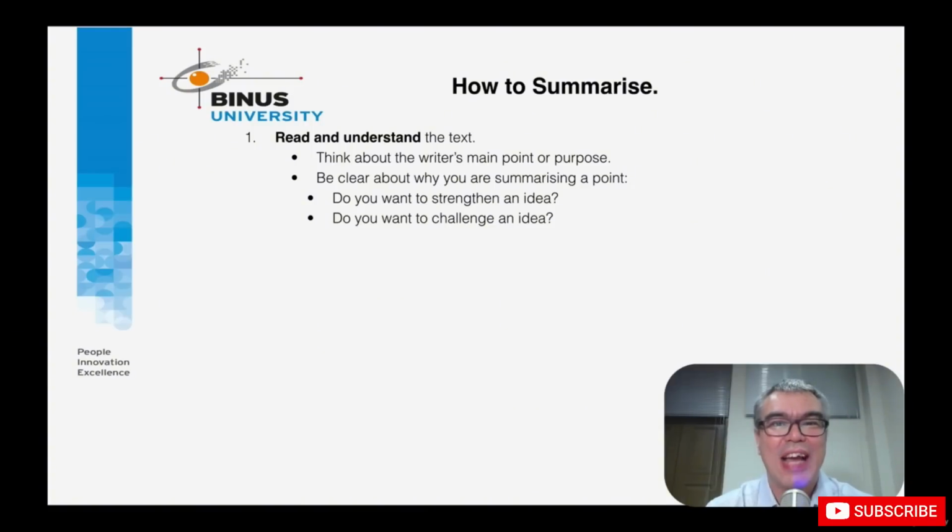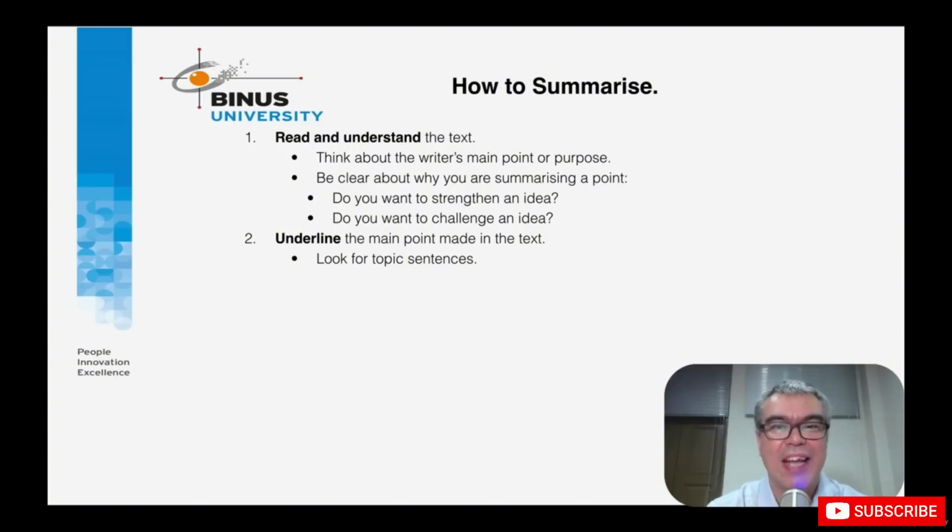Alright, let's look at step number 3 now. So step number 3 is still part of the reading stage, and this step is to underline the main points that are made in the text. Now, when you do this, a good tip is to look for topic sentences. Topic sentences, of course, identify the main points.